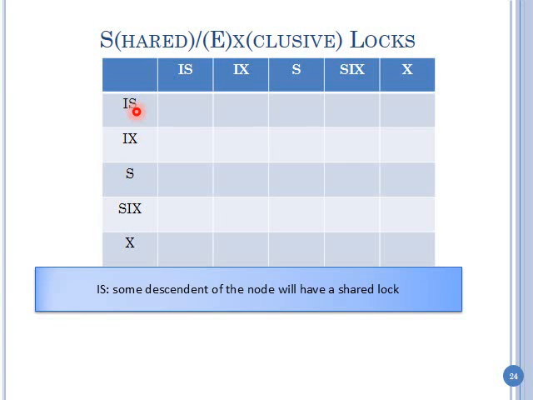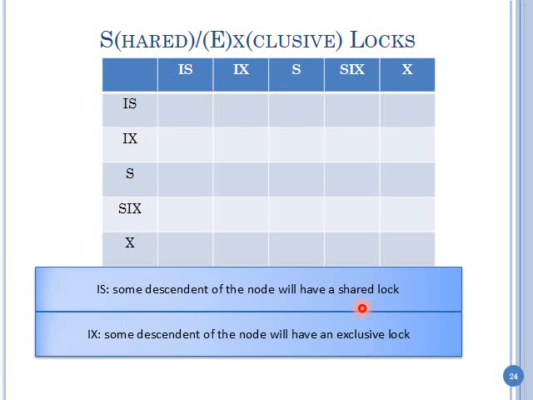So actually, let's talk of all of the locks. We talked of IS, and I mentioned IX. Let's go and explain what each of these locks means. IS means some descendant of the node will have a shared lock. IX means some descendant will have an exclusive lock. Anybody want to guess what SIX means? Shared intention exclusive.